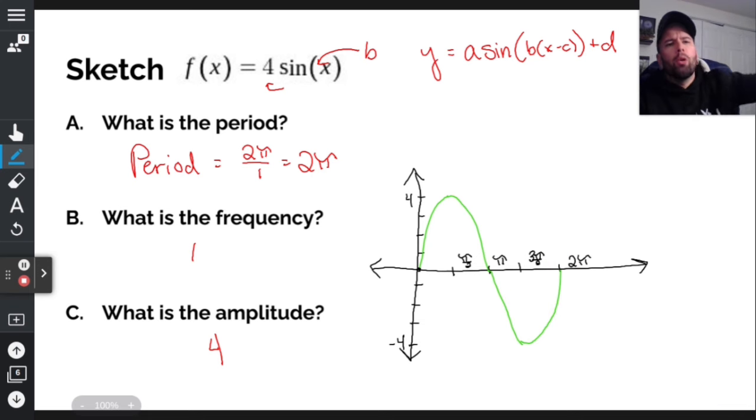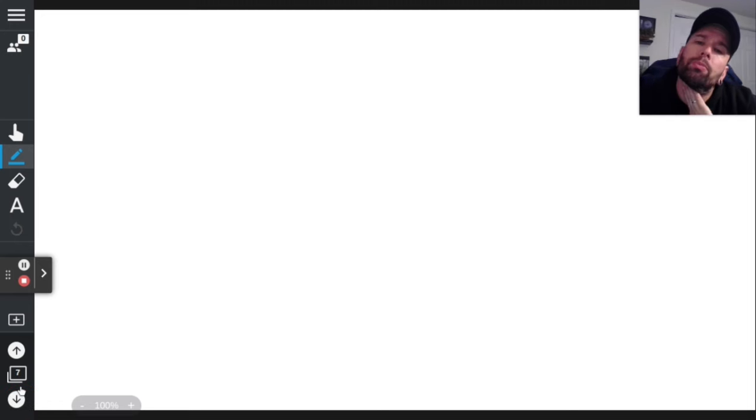And then more, and then more, and then more. All I had to worry about here was the amplitude. That's the only difference, just the amplitude. All right, what's next?